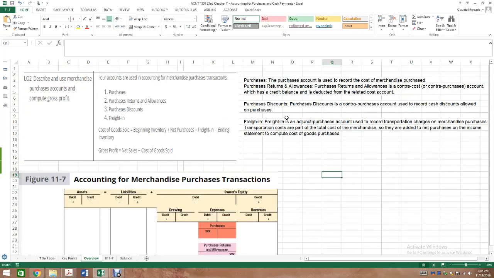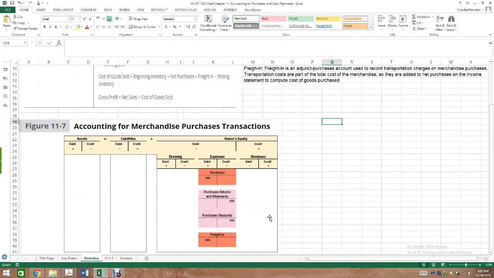Purchases discounts. Purchases discounts is a contra purchases account, and it's used to record cash discounts allowed on purchases. Okay? So what happens here is if you pay within a predetermined period, if you pay me within 10 days, I'll give you a 2% discount. That also has a credit balance.